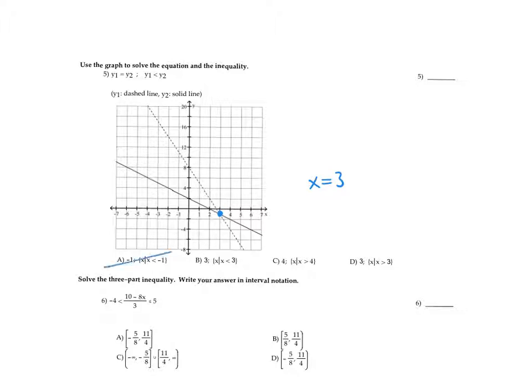So we can eliminate answer choices A and C because they say x is -1 or 4. Now, the next thing we want to do is figure out how to solve y1 is less than y2. So notice that y1 is less than y2 when the dashed line is below the solid line. The dashed line is below the solid line right here. Now, since that is to the right-hand side of the point where they intersect, we can say that that happens when x is greater than 3. Answer choice D.